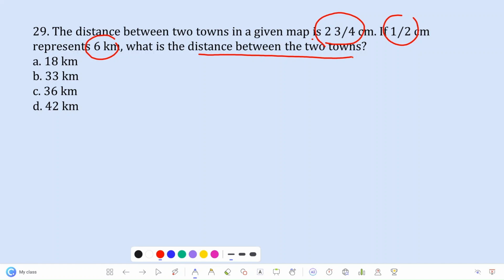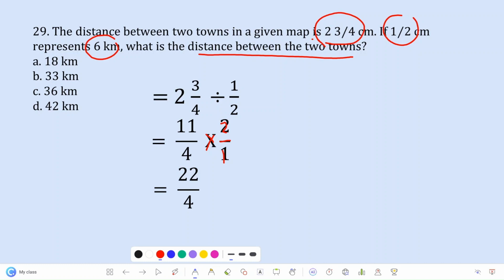Ngayon, para malaman natin kung ilang 6 kilometer meron sa 2 and 3/4, kailangan natin i-divide ang 2 and 3/4 sa 1/2. Ngayon, i-convert muna natin ito sa improper fraction, para makapag-divide tayo. So, 2 times 4 is 8 plus 3. This is 11 over 4. Tapos, kapag nagdi-divide tayo ng fraction, atin lamang pong i-reverse ang ating divisor and then let's proceed to multiplication. So, we have here times 2 over 1. Numerator to numerator, denominator to denominator. So, 11 times 2 is 22 over 4. And if you are going to divide that, you will have 5 and 1/2 or 5.5.